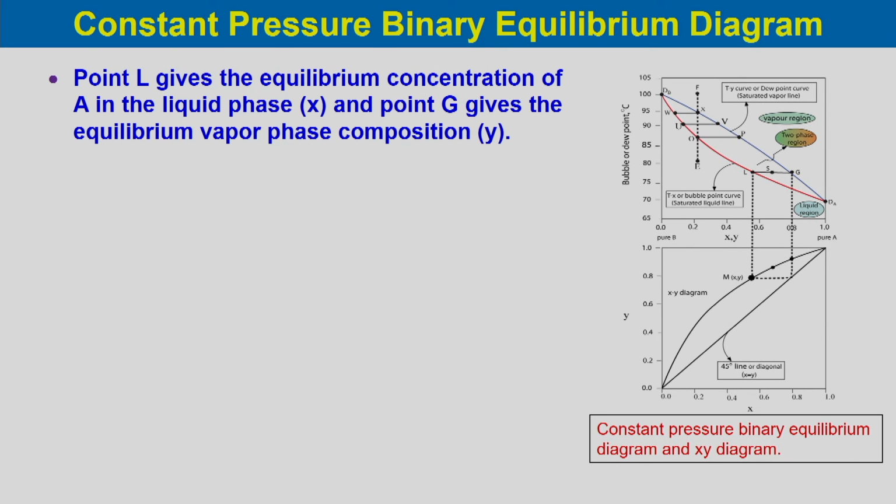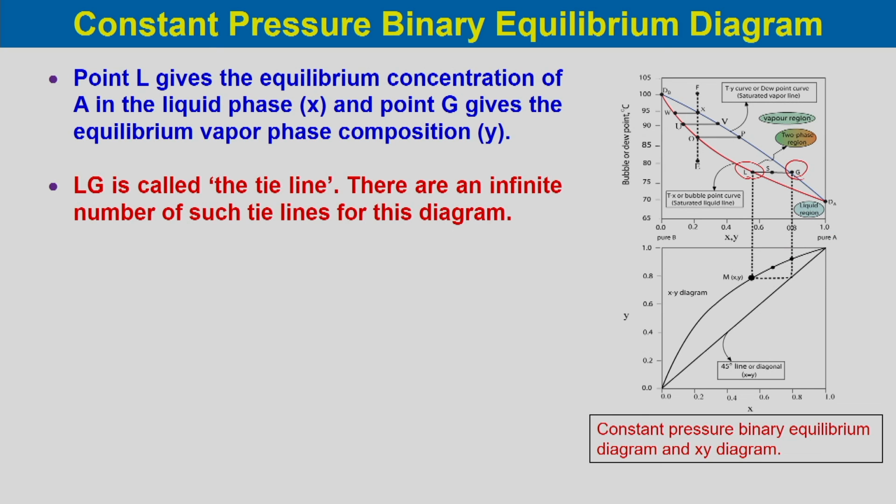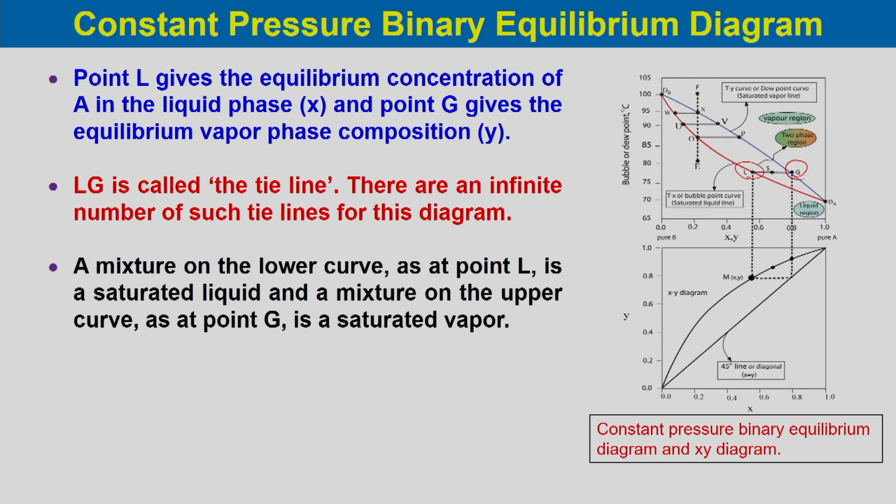Point L gives the equilibrium concentration of A. Over here you can see that point L gives the equilibrium concentration of A in the liquid phase X, and point G gives the equilibrium vapor composition Y. If we join these 2 points L and G, it is called the tie line. We can draw infinitely many such tie lines for this TXY diagram.